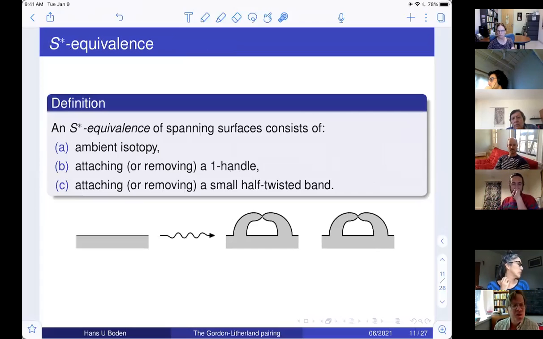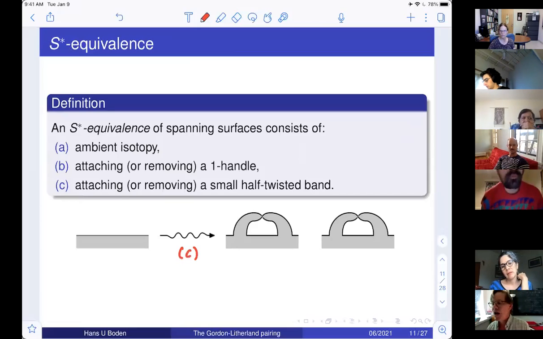So two surfaces are S-star equivalent if they're related by a sequence of ambient isotopies, addition or removal of a one handle or a small tube, and attachment or removal of a small half-twisted band. So this last move is depicted in the figure below. This is the move that takes you out of oriented spanning surfaces.